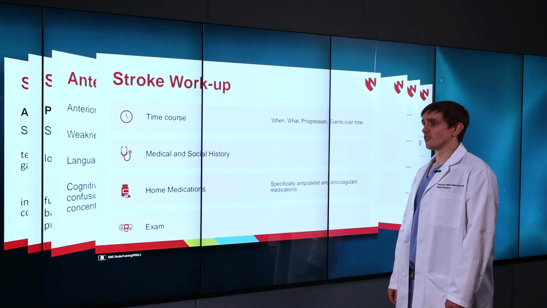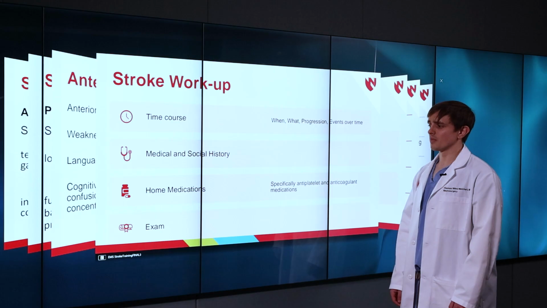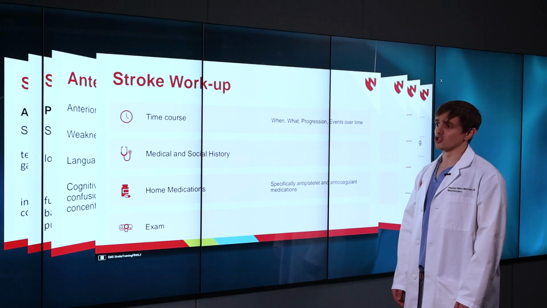One thing that's specific to EMS is making sure we place a right-sided IV. This is important because it will help us get access early and also not interfere with future treatments or interventions we may do in the hospital setting. And finally, getting a good neurologic exam.